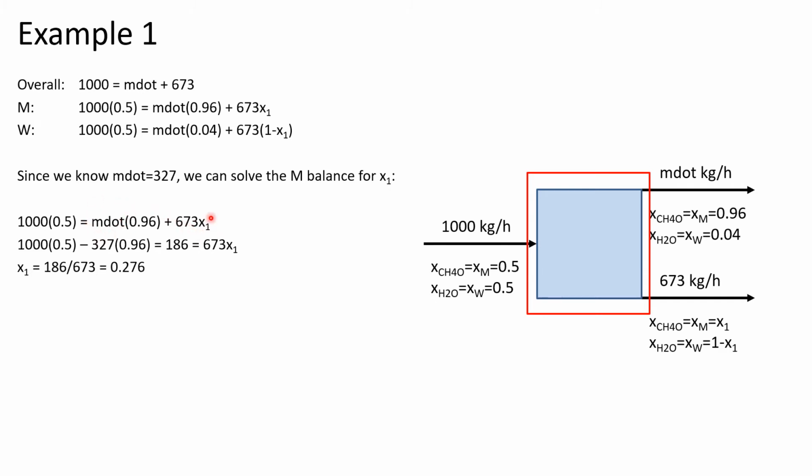So we can solve for x1 by taking 1,000 times a half and subtracting from it m dot, which is 327, times 0.96. If we do that, we get 186, and we know that's going to be equal to 673 times x1. If we simply divide by 673, we can show that x1 is equal to 0.276.